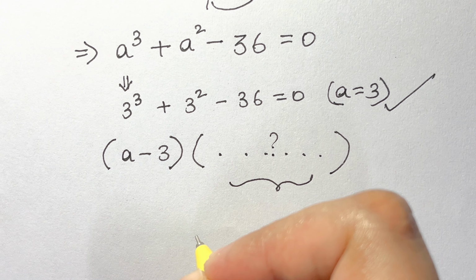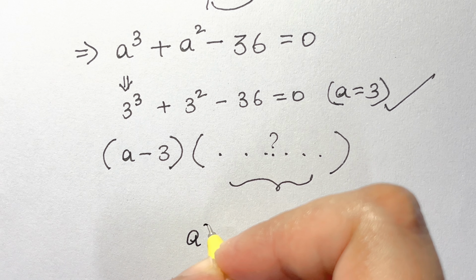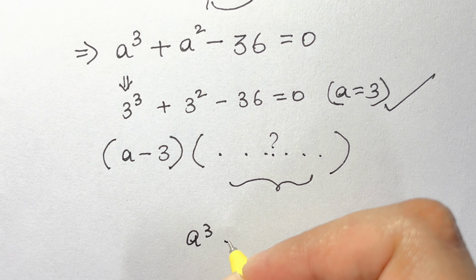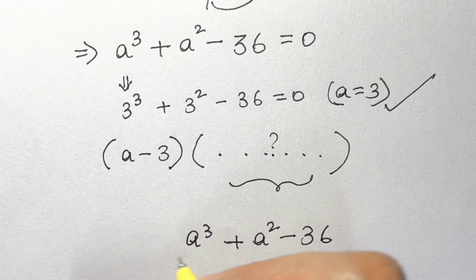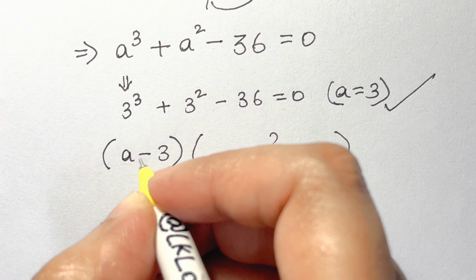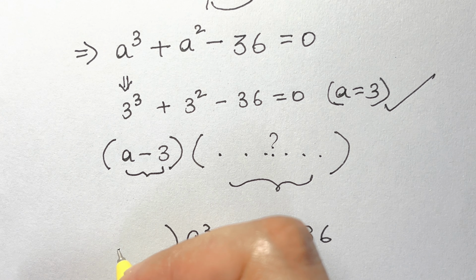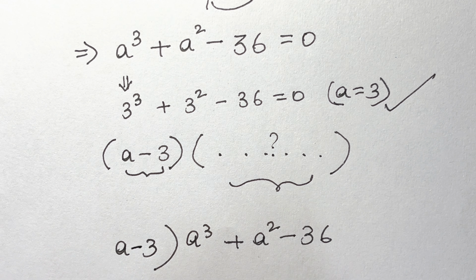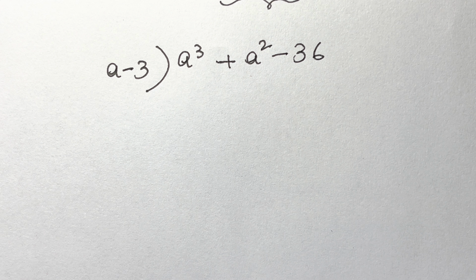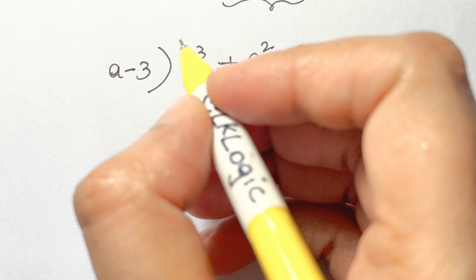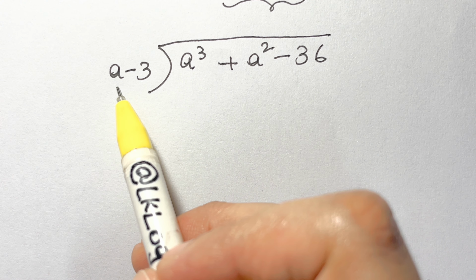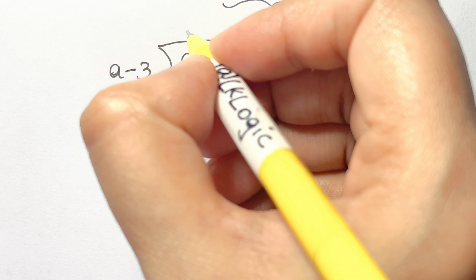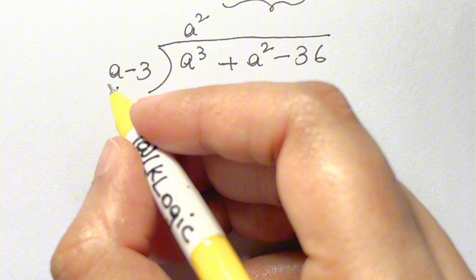We are going to write our dividend here. That's a cube plus a squared minus 36. And our divisor is a minus 3, as we have got one factor. So we're going to divide by a minus 3 to get the other part of our equation. Now the first step is what you can multiply with a to get a cube, and that's a square. So we put a square on top of a cube.